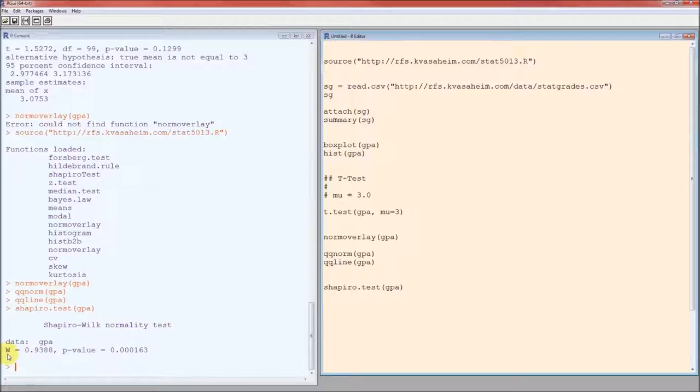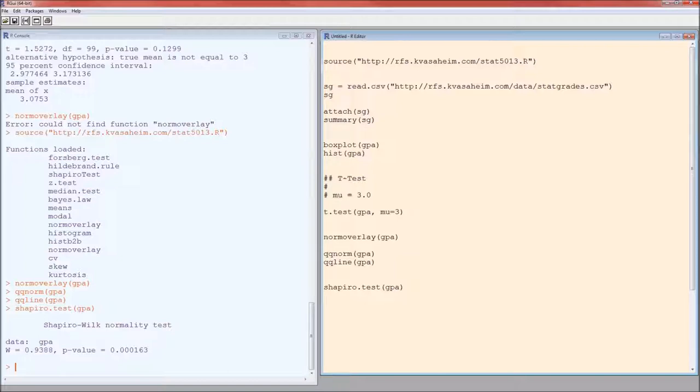W is the name of the test statistic. The value for this test statistic is 0.9388, which corresponds to a p-value of 0.000163. Because this is much less than alpha, we reject the null hypothesis of normality. Since it's less than alpha, we conclude that the data do not come from a normally distributed population, which means the t-test is not appropriate.